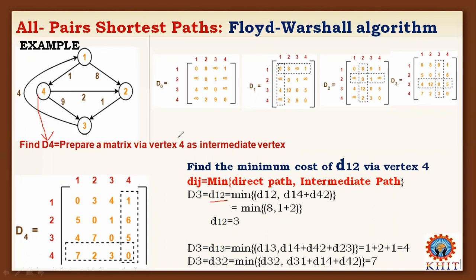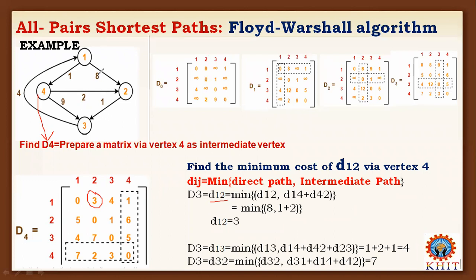Find the distance from vertex 1 to vertex 2. Observe here. Find the distance from vertex 1 to vertex 2. A direct path is available. The direct path is 8. But check whether it is the minimum.